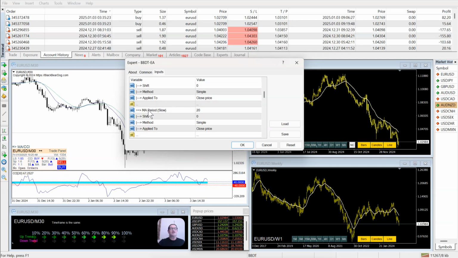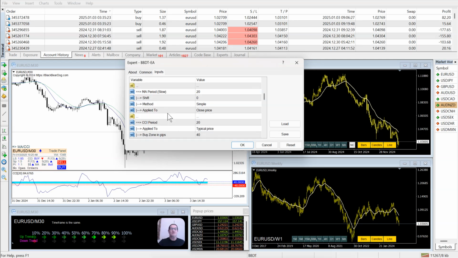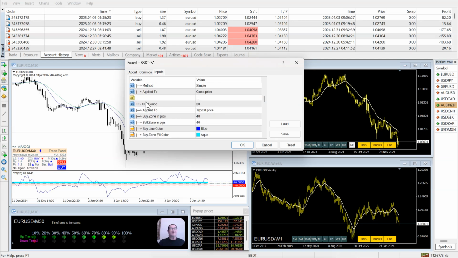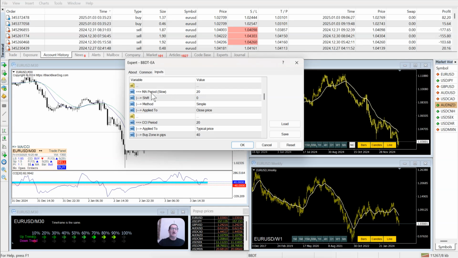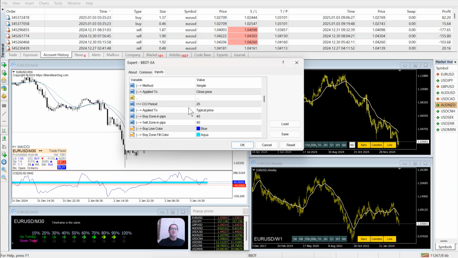Then we have for the slow MA, again, set it to 20 based on experience, and the period is set to 20. The rest is the same, 0, simple, and close. And then I have my CCI period. Now, the CCI period should always match your MA slow period. So 20 and 20, and I use the typical price, which seems to work best.